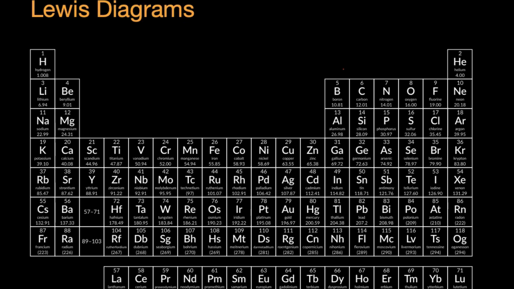In this video, we're going to introduce ourselves to a new way of visualizing atoms, and as you can imagine from the title here, that's going to be Lewis diagrams. But before I even get into that, let's do a little bit of review of what we already know about Bohr models. So let's say we take an arbitrary element here. Let's say we take nitrogen.